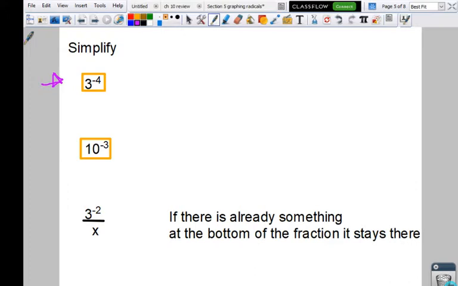Alright, let's go over this one. See? Same answer. Alright, so we're gonna simplify 3 to the negative 4. Alright, so Kyle, what's the first thing I need to do?